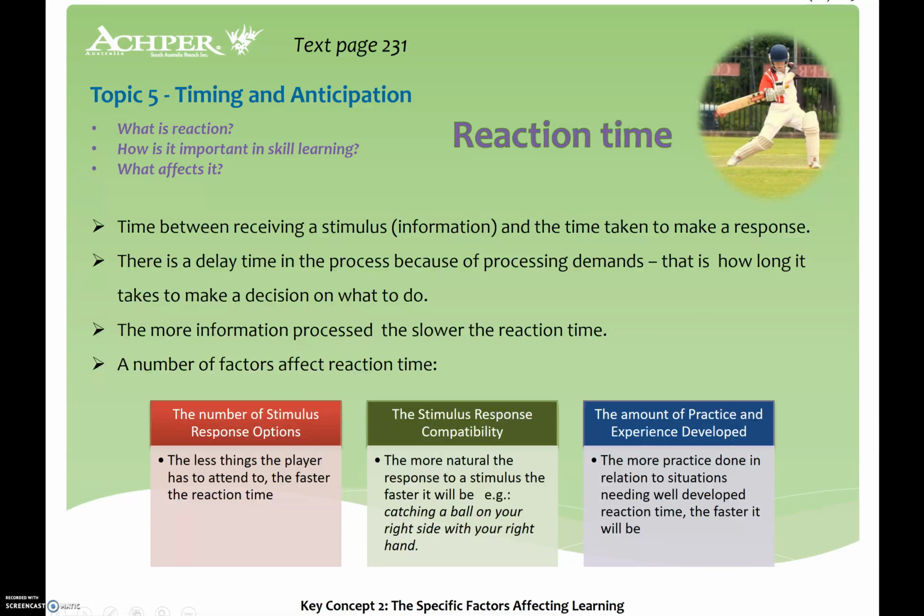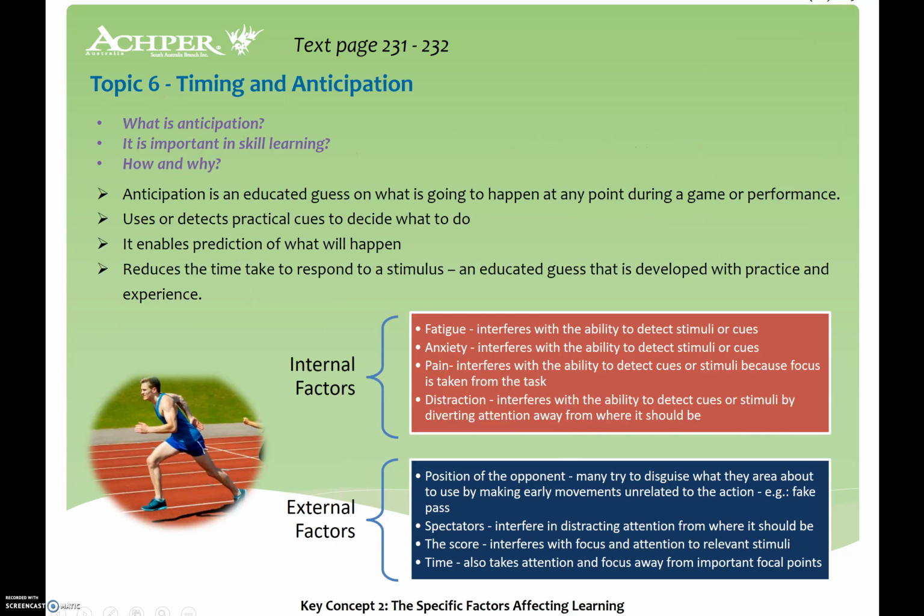So we can see there the time between receiving the stimulus and the time taken to make the response. There's also a time delay in the process because of the processing demands, how long it takes to make a decision on what to do. So the more information processed, the slower the reaction time. A number of factors affect reaction time. We talked about the number of stimuli that will make the reaction time either more or less. The stimulus response compatibility: the more natural the response to the stimulus, the faster it will be, e.g., catching a ball on the right side with your right hand. The amount of practice and experience developed will all affect that reaction time.